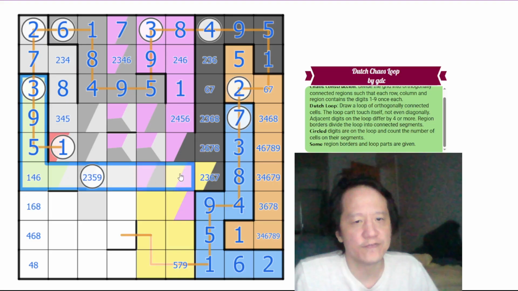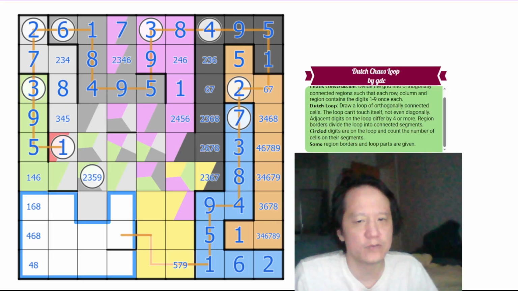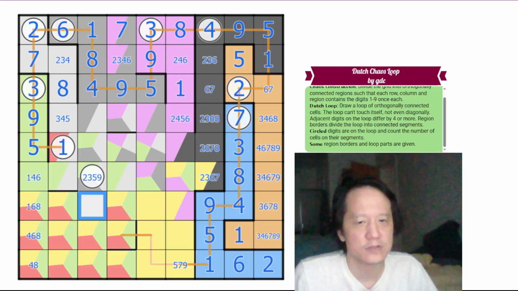Green can go up to 5. So technically this could be green. Well, green could actually even go up to here. And then we have red. So this could be green, red, or yellow. This is also green, red, or yellow. Technically, I think this could be red.